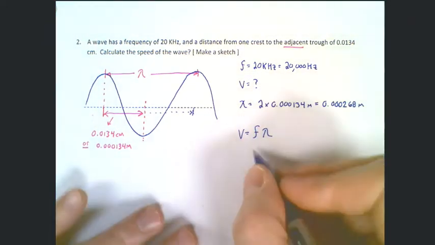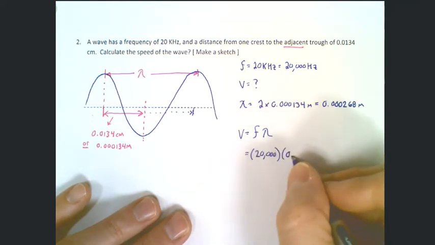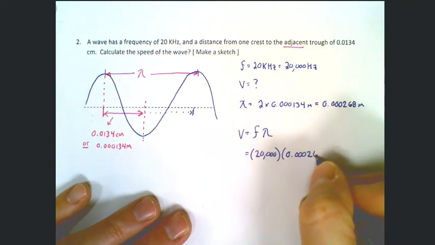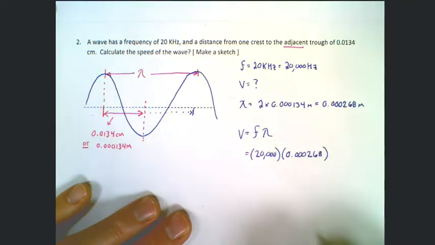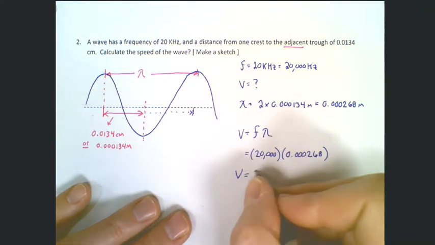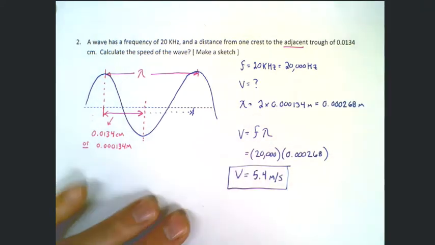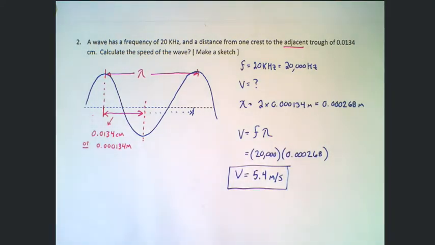V equals f lambda. The frequency was 20,000. The wavelength 0.000268, like so. Gives us a speed of 5.4 meters per second when you multiply those out. If I had left this in centimeters per second, I would have ended up with 0.054 centimeters per second, which is also fine. The units don't matter in that case. It depends on what you're looking to solve for.